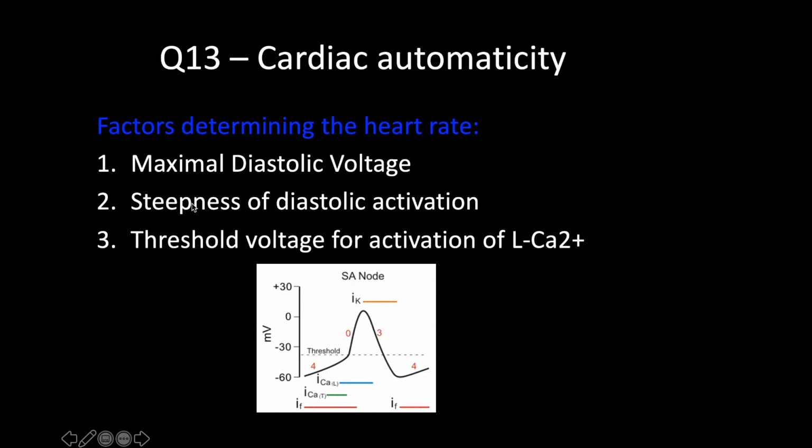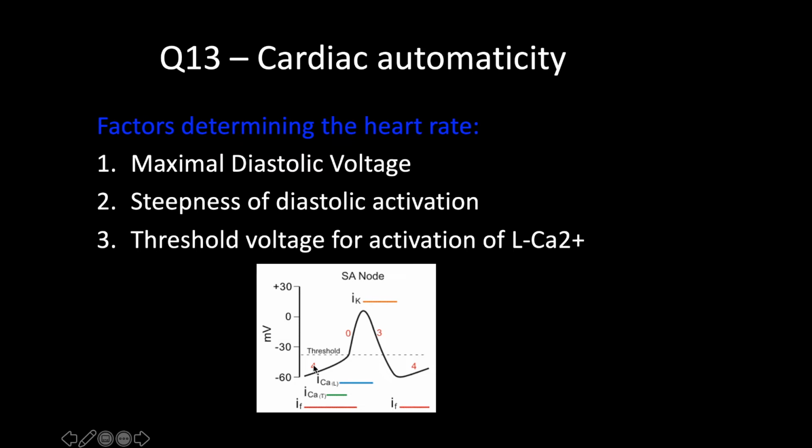This is more to do with the heart rate. So factors determining the heart rate: maximal diastolic voltage, which can be the lowest point of this graph, so minus 60, 65. And obviously this is a factor determining the heart rate, because if this was higher, then you wouldn't have to reach as much to get to the threshold. And there's the steepness of diastolic activation.